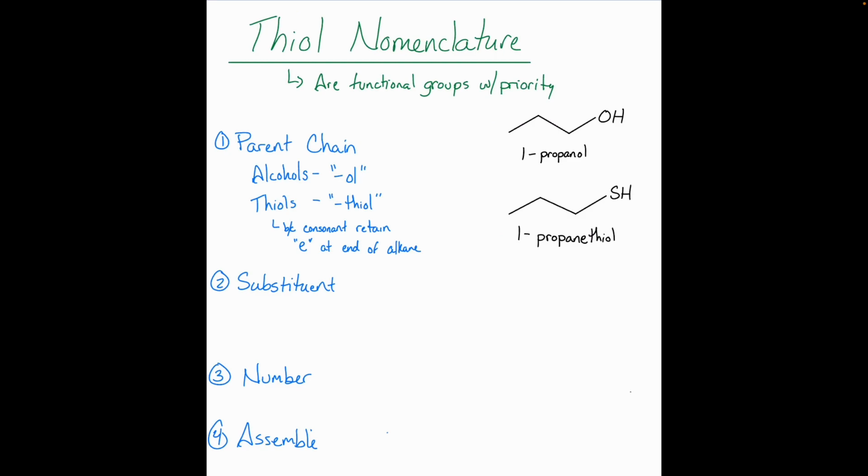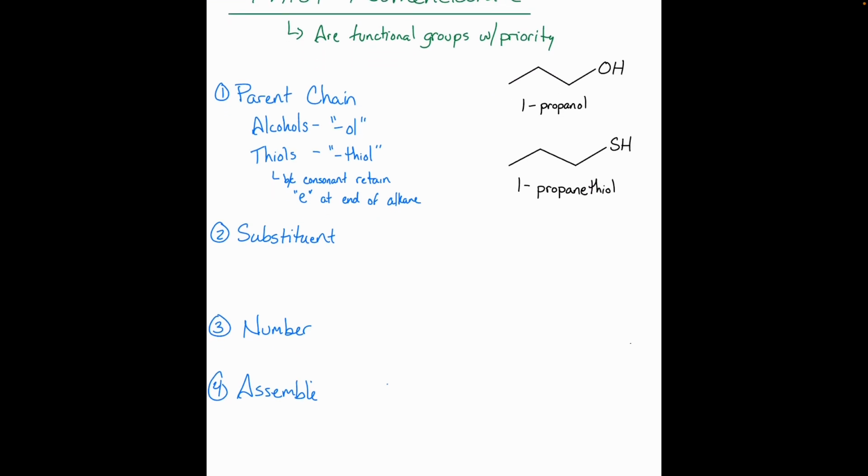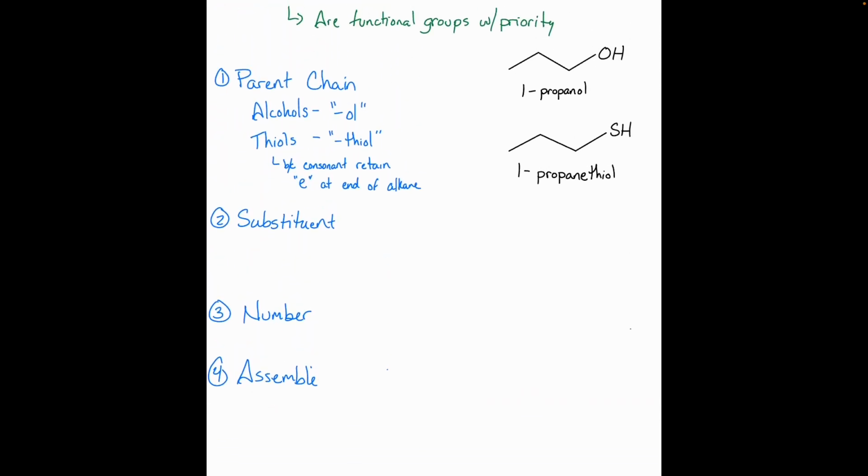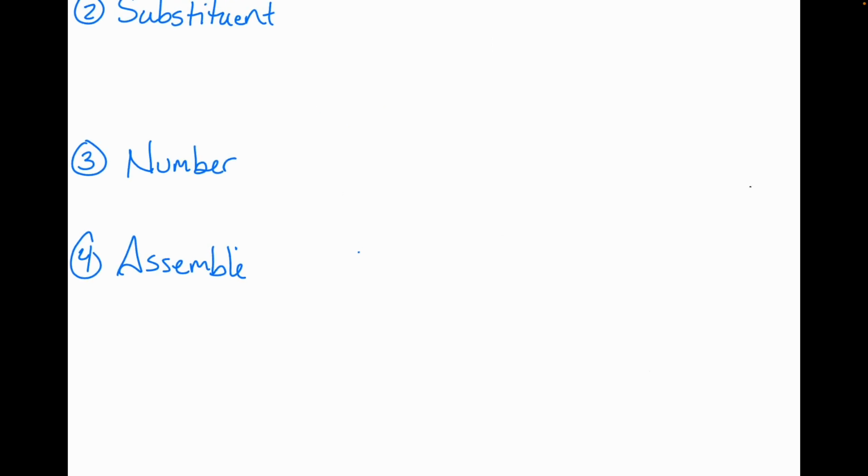Okay, so you're going to name them very similar to alcohols, just with the suffix thiol, but because that suffix starts with a consonant, you're going to keep the E on the end as well. All right, so let's just do 2 thiols and then we'll complicate things.